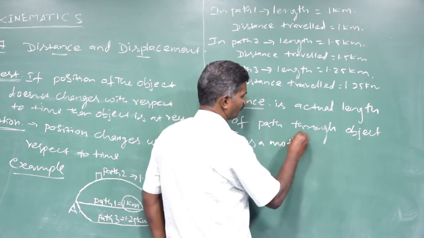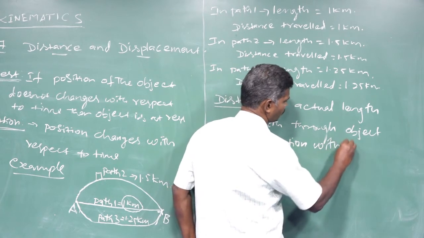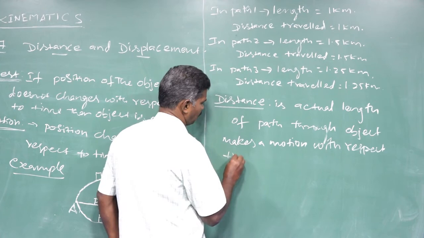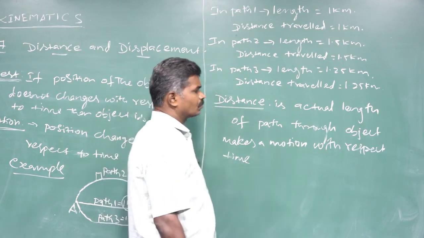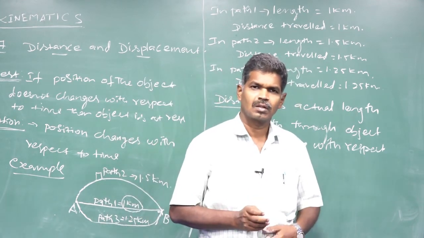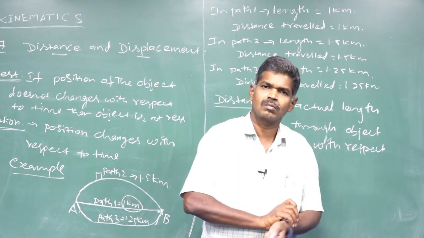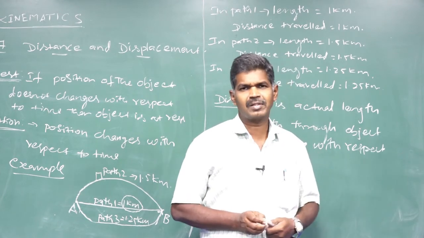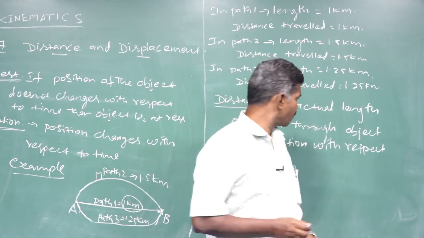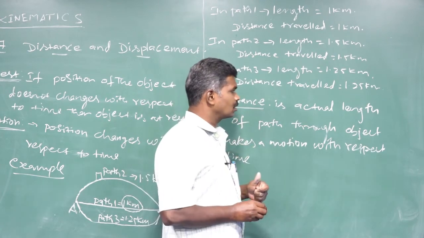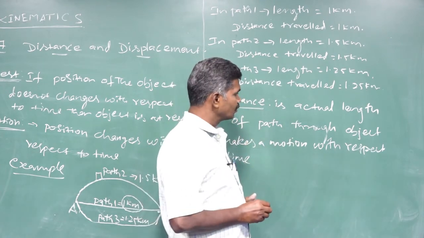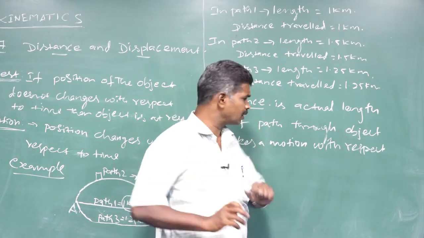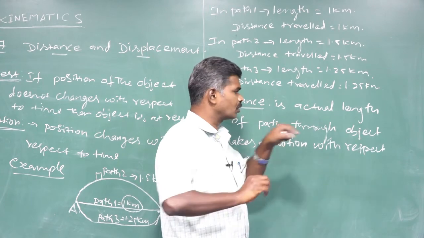Motion with respect to time. Anyhow, time is an independent factor. Time changes. Time we will not control, but with respect to time, we can change our position. So that's why distance is nothing but the actual length of the path through which an object, which may be taken as a particle, makes a motion with respect to time.